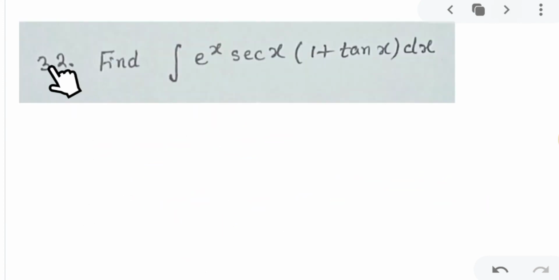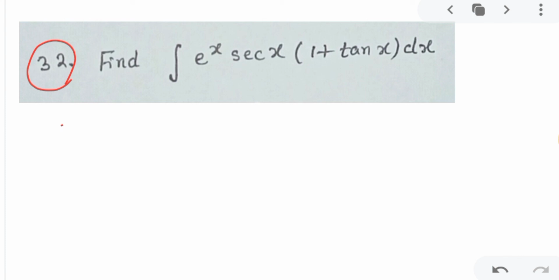Now we'll move to the next question, question number 32. What is question number 32? We have to find this integration: integration of e to the power x, sec x, 1 plus tan x, dx. Okay, so how will we solve this?